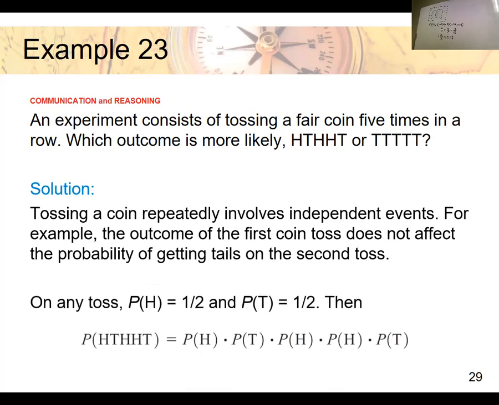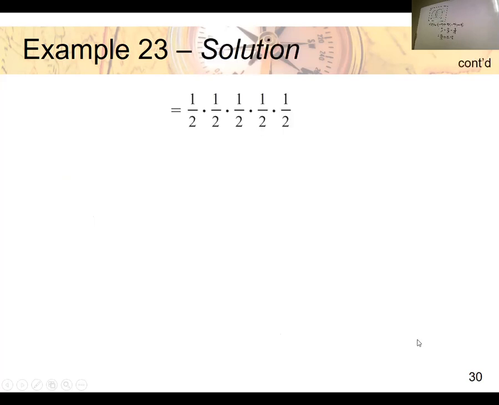Now, when we're tossing a fair coin, the probability of getting a head is 1/2, and the probability of getting tails is 1/2. Okay? So all we do there is just multiply each one of those probabilities here, as you can see. And that's going to be 1/2 times 1/2 times 1/2 times 1/2 times 1/2, which is, of course, 1/32.